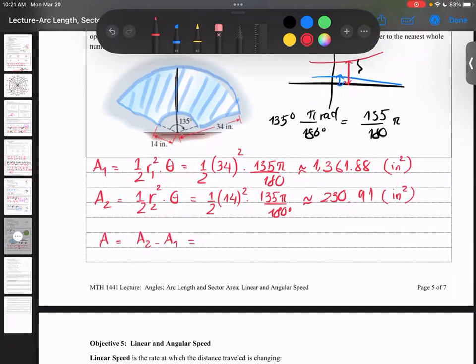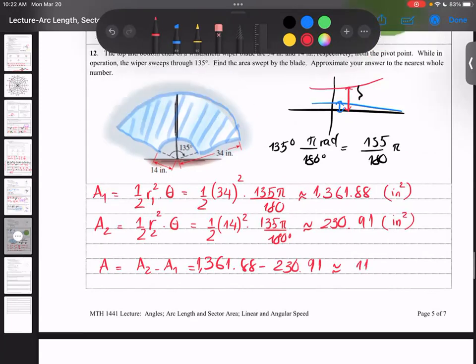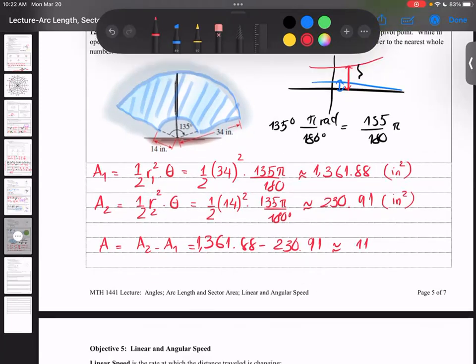The area that we want is the one in between. So we take the larger area, subtract the smaller area. I'm going to round it to the nearest whole number. Let me give you the decimal first: 1130.97. So this is equivalent to 1131.